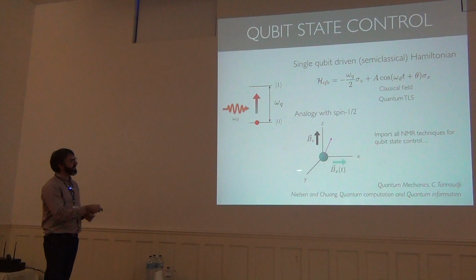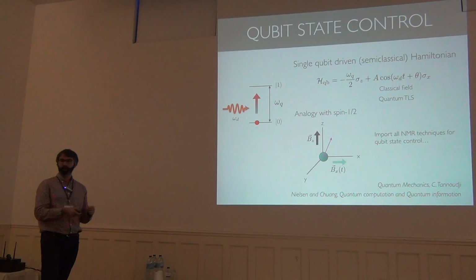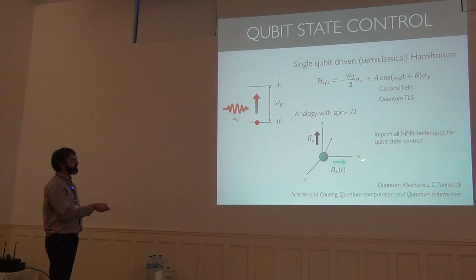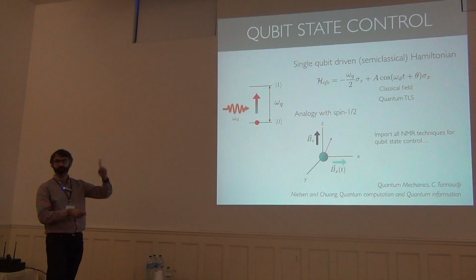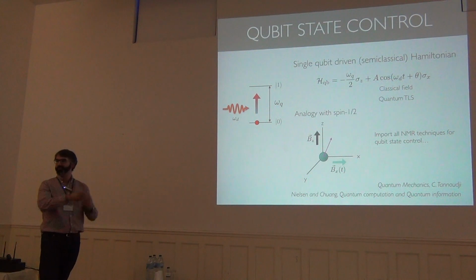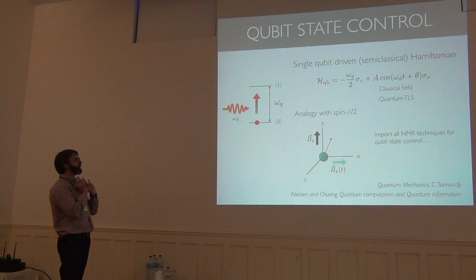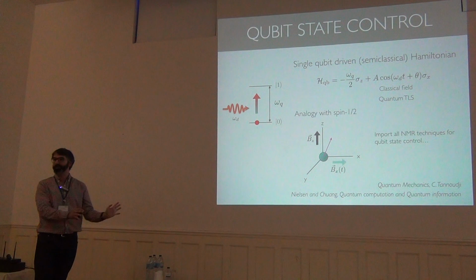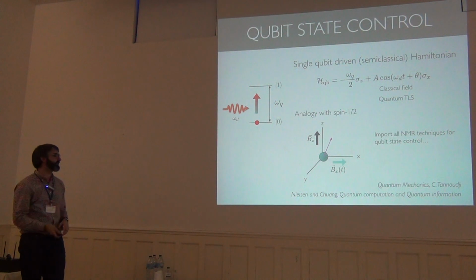So this is the Zeeman energy. And then people normally add a transverse field which oscillates, and with this transverse field, they are able to control the position of this arrow. This is what is done in nuclear magnetic resonance. That means everything that was developed 50 or 60 or 70 years ago is perfectly applicable to superconducting circuits, and in fact any qubit in general.